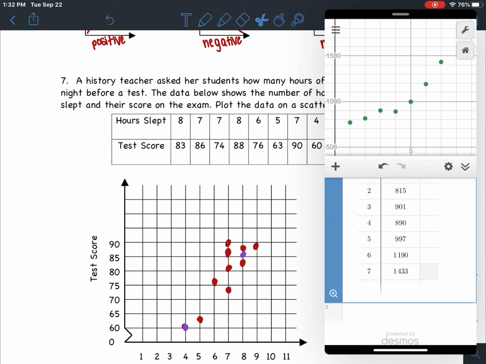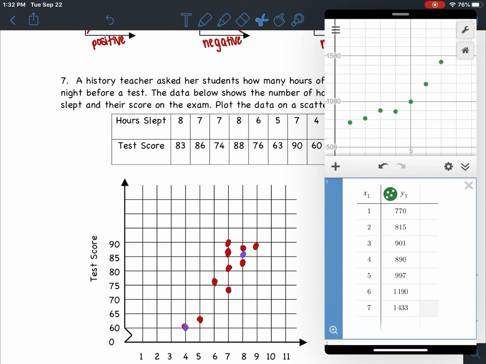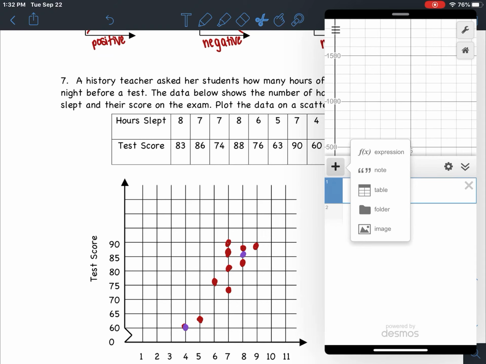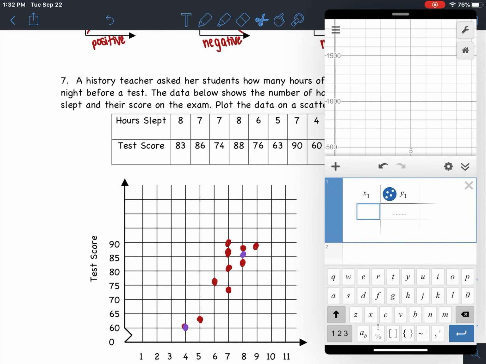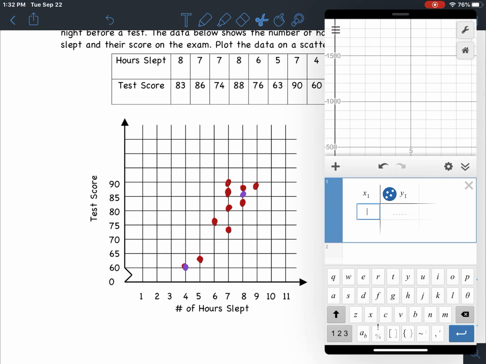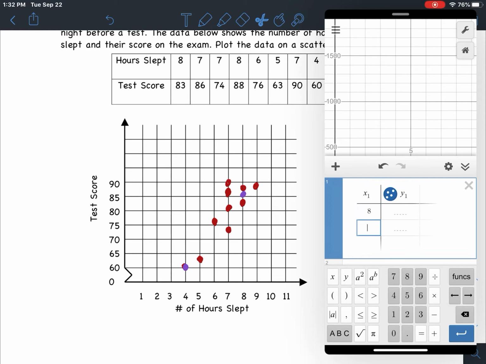So we'll pull up Desmos here. Exit out. Okay. So we'll go plus table, and then we'll type in all of our values. Hours slept, they told us, are our X values, and test scores are our Y values. So we have 8, 7, 7, 8, 6, 5, 7, 4, 9, 7. And these don't need to be in any particular order. They don't have to go from least to greatest or anything, so long as the X value correlates to the same Y value that's shown in the chart.